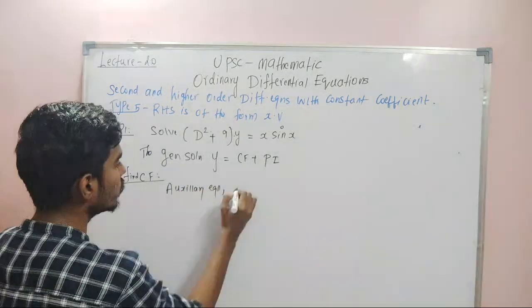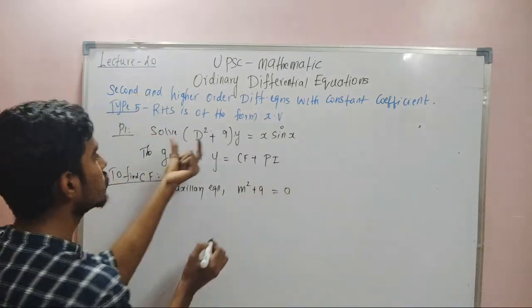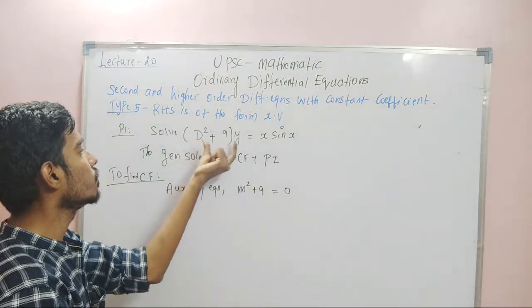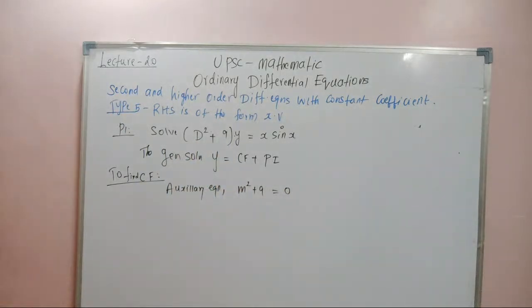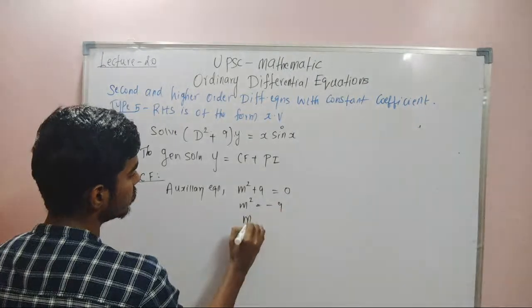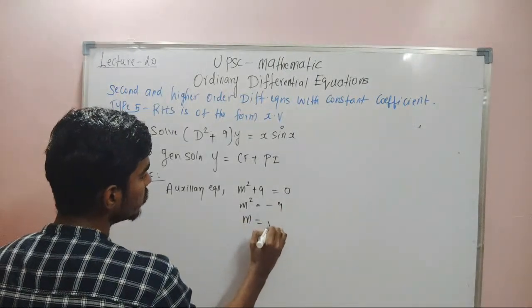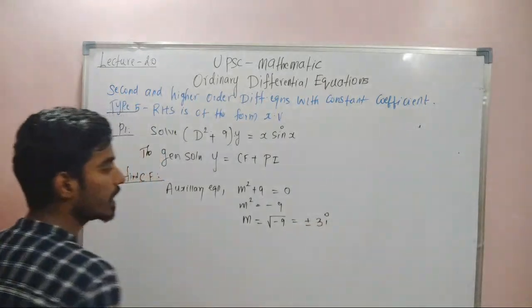So what is the auxiliary equation? That is m square plus 9 is equal to 0. So whatever we have within y, we need to make that equal to 0. We need to find the roots. Depending upon the roots, we need to write the complementary function. That means m square is equal to minus 9. This implies m is equal to square root of minus 9, which is plus or minus 3i, right?